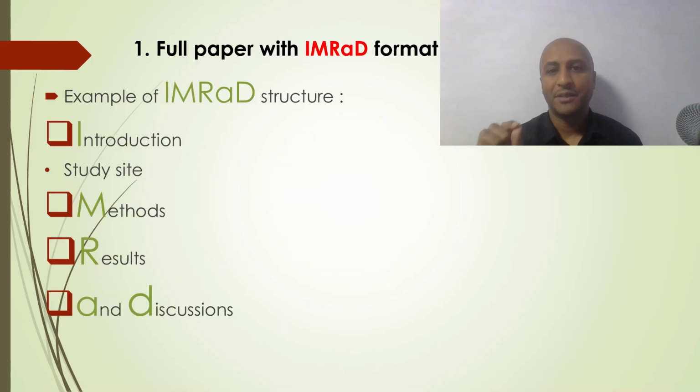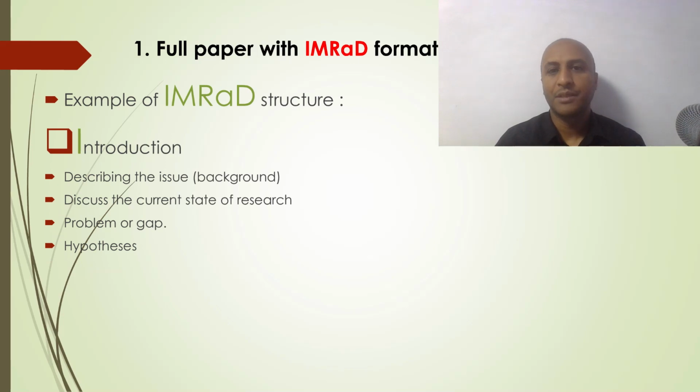The IMRaD format refers to a paper with 4 major sections: introduction, methods, results, and discussion. The IMRaD format is intended for research articles in experimental sciences, but it can also be used in social sciences.